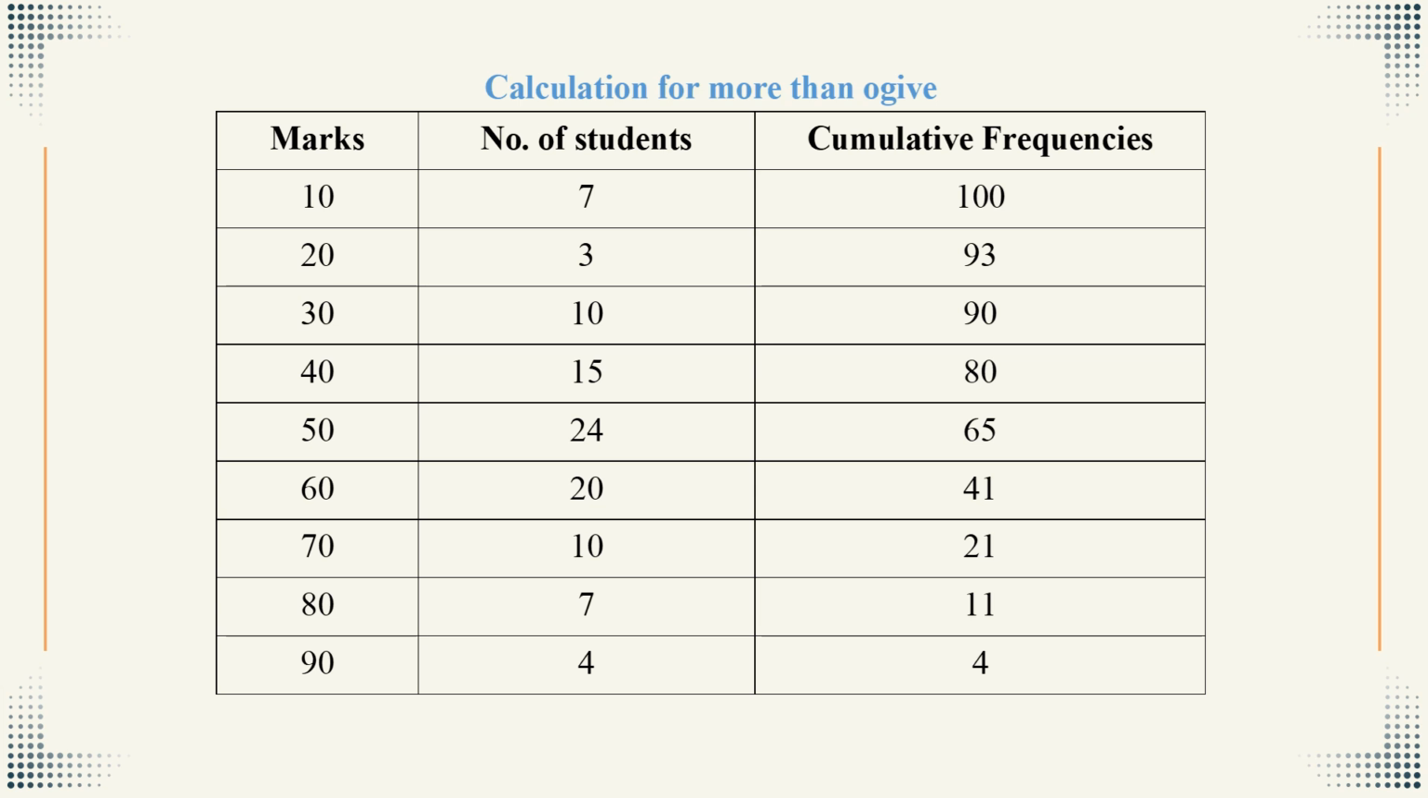Then based on the above illustration, how "more than" is to be calculated is shown here. One difference is that the cumulative frequencies start from the first row: 100, 93, 90, 80, 65, 41, 21, 11, 4, and so on. In the previous case, you see that it is different. From 4, 11, like that it will start.